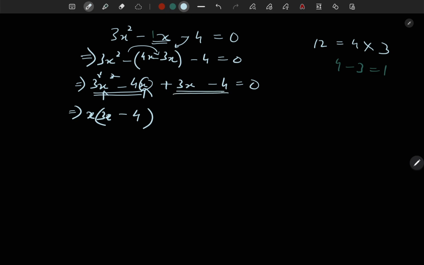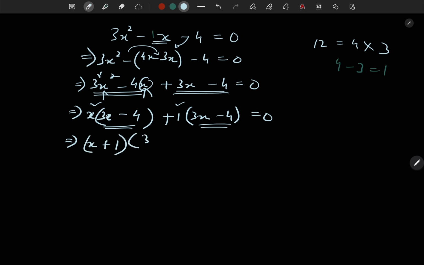And from these two terms, nothing is common, so only 1 can be taken common. So 1 into 3x minus 4 equal to 0. Now 3x minus 4 is common in the two terms. We have x plus 1 outside the bracket, so we'll write x plus 1 in one bracket, and 3x minus 4 equal to 0.